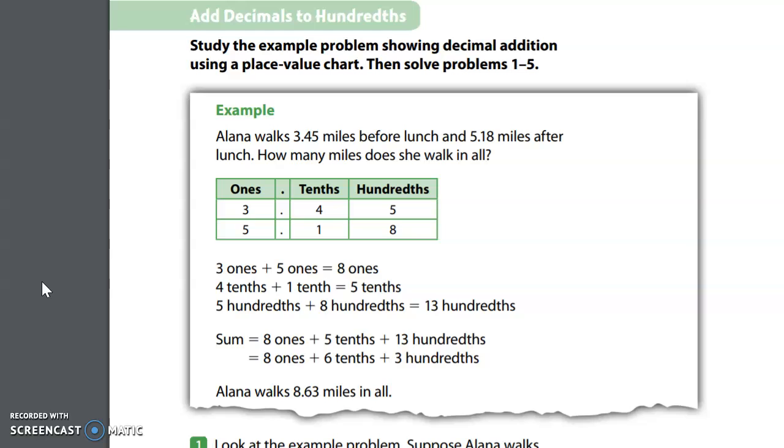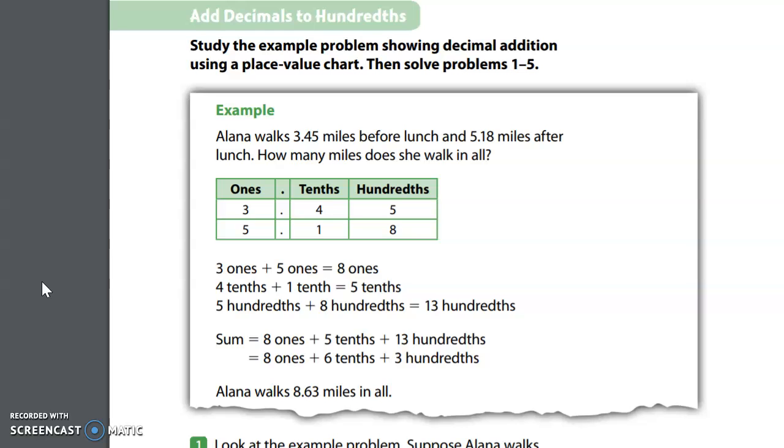So if you look at page 57 at the top, the instructions say, study the example problem showing decimal addition using a place value chart, then solve problems 1 through 5. So the example reads, Elena walks 3.45 miles before lunch and 5.18 miles after lunch. So how many miles does she walk in all?